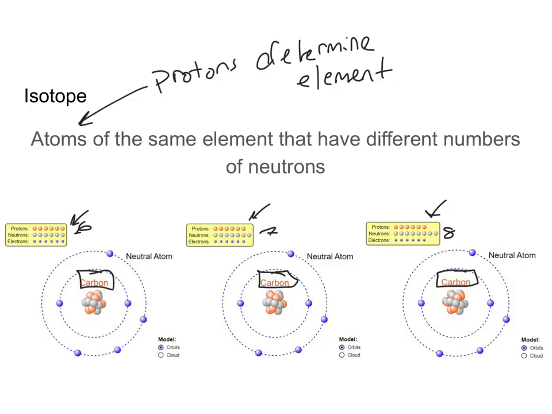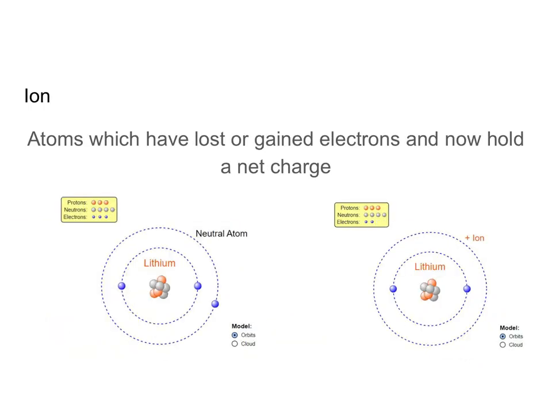It doesn't change the identity, but it does change the number of neutrons in the nucleus. It does change the mass of the nucleus because now we're adding another subatomic particle into that nucleus. And so isotope is the word that I want you to remember. That's atoms that have different numbers of neutrons.